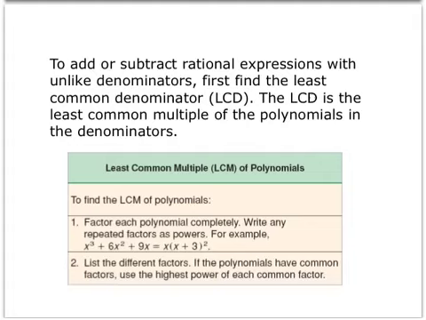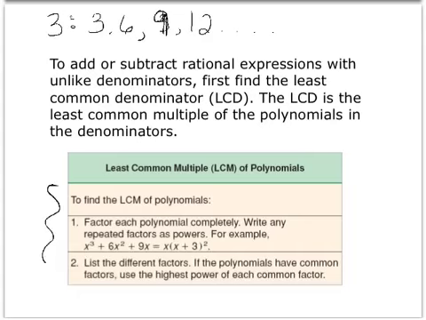To add or subtract rational expressions with unlike denominators, we first have to find the least common denominator. The LCD is the least common multiple of the polynomials in the denominators. Pause in your head for a second. Multiples means, if I want multiples of 3, I do 3 times 1, 3 times 2, 3 times 3, 3 times 4, etc. Those are multiples. So the least common denominator is the least common multiple of the polynomials in the denominators.